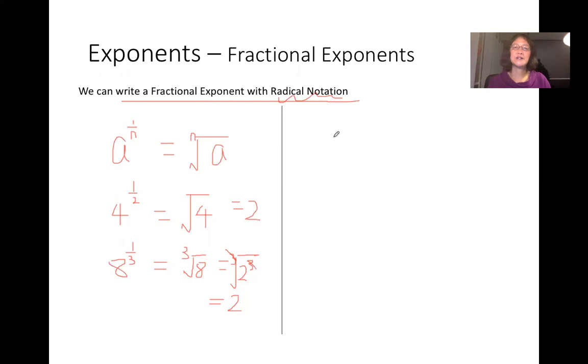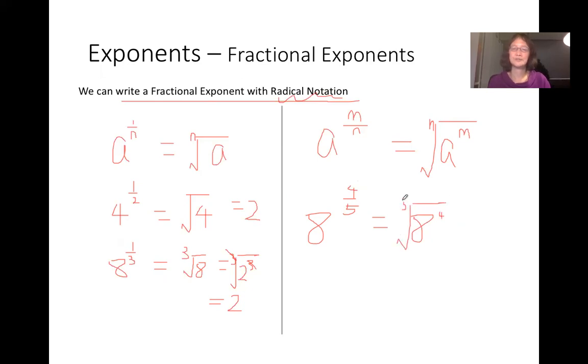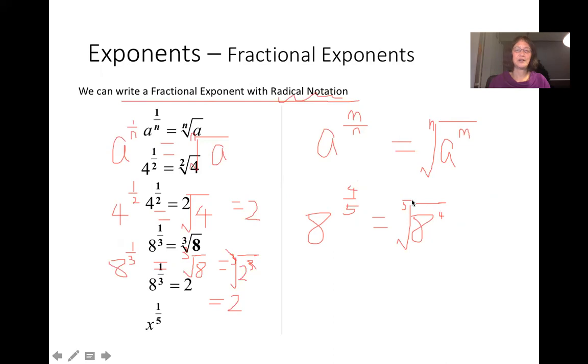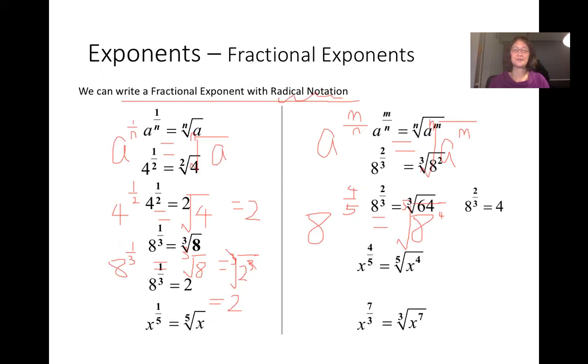So generally speaking, if you have a raised to power m over n, you get a raised to power m, then take the nth root. So for example, 8 raised to power 4 over 5 is equal to 8 raised to power 4, and then the fifth root. Okay. There are some other examples you can see here.